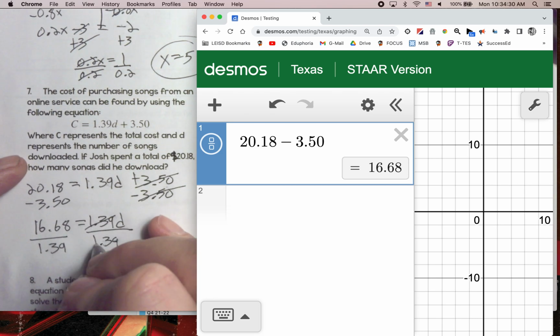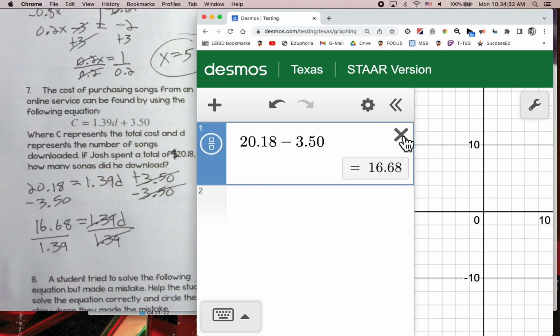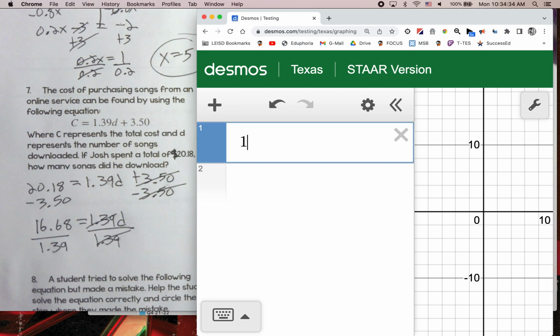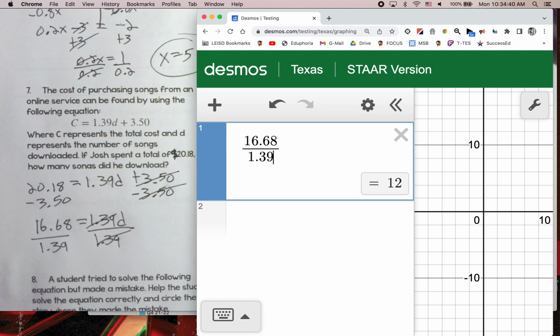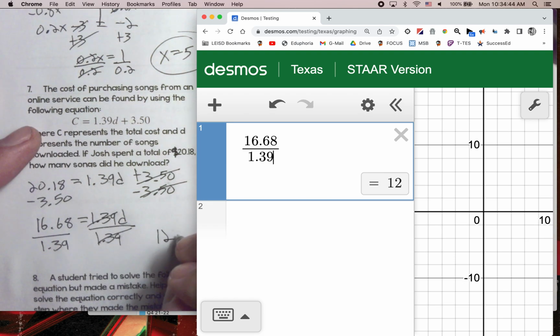Those go away. And therefore, I'll type in 68 divided by 1.39. And we get a nice pretty whole number. So 12 equals the number of songs he downloaded.